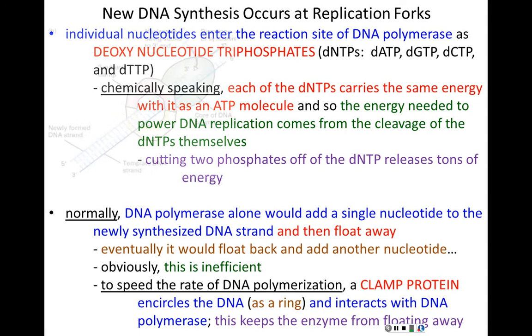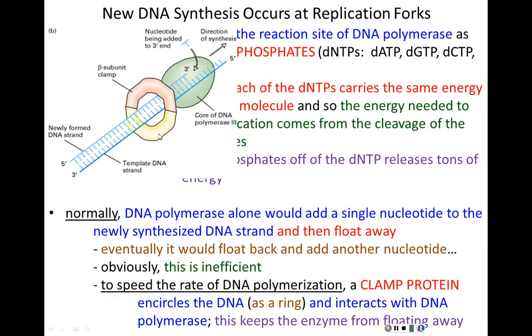You see, the clamp is a donut encircling the DNA, and it is directly interacting with DNA polymerase. So DNA polymerase adds a single nucleotide, and then it tries to float away, but it can't because the clamp keeps it there. And so it adds the next, and adds the next, and adds the next, making it efficient.